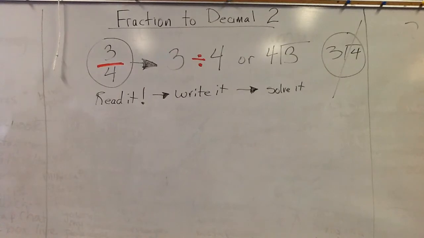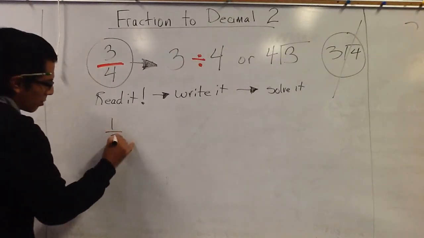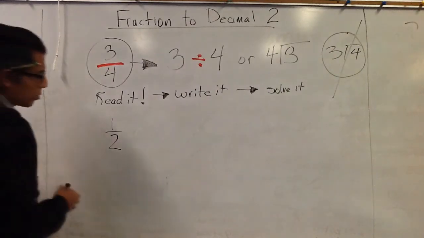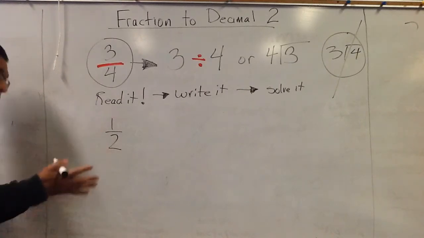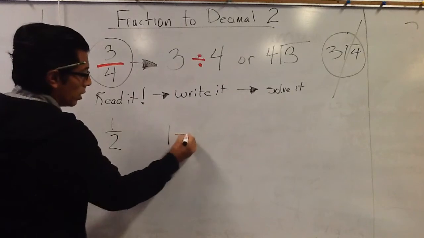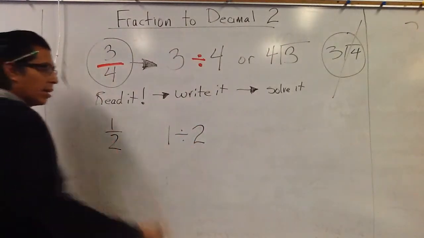Alright, so let's look at an example of this. Let's look at a very common one. Let's look at 1/2. We all have been working with 1/2 for some time. I want to change a fraction of 1/2 to a decimal. Alright, let's read it. Read it with me. 1 divided by 2. I know it feels silly, but read it out loud. 1 divided by 2. Alright, well let's set that up.